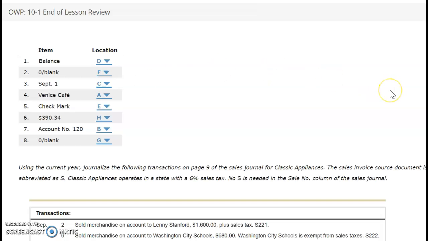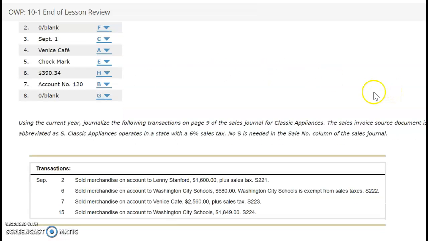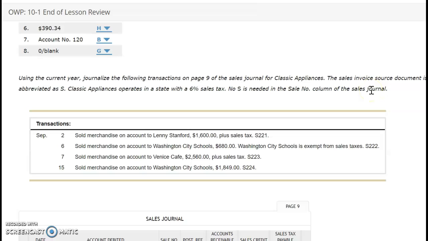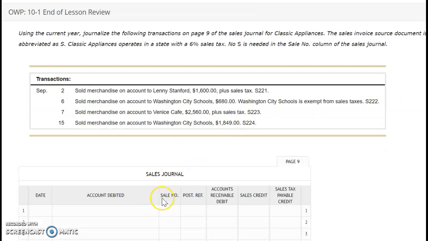Okay, and then we move a little bit further down, and it's part of some transactions we're going to journalize. So using the current year, journalize the following transactions on page 9 of the sales journal for Classic Appliances. The sales invoice source document is abbreviated as an S. Classic Appliances operates in a state with a 6% sales tax. No S is needed in the sale number column of the sales journal because it's already labeled there.